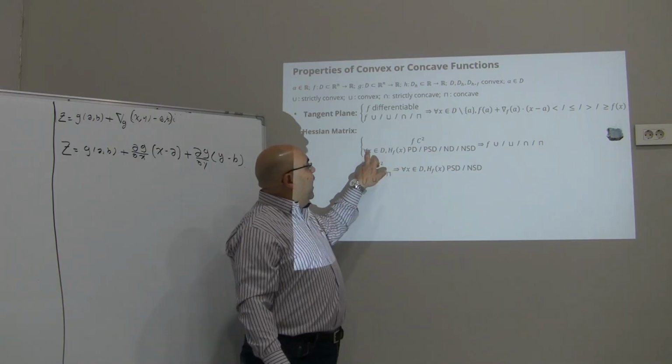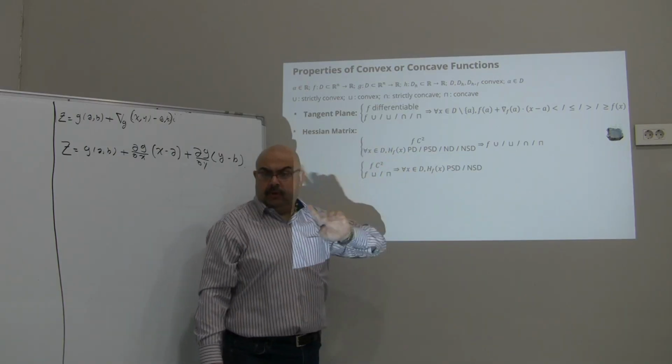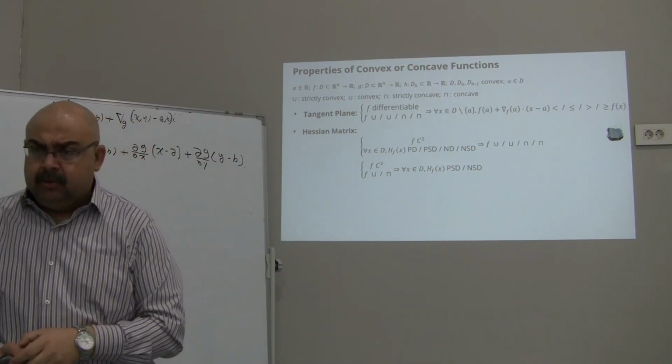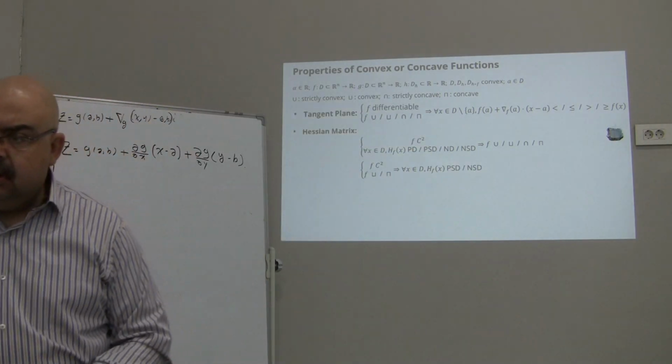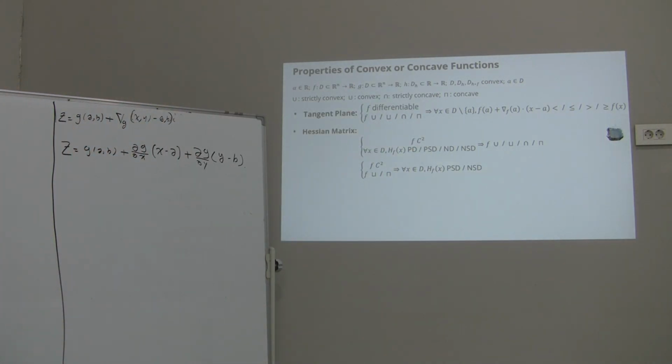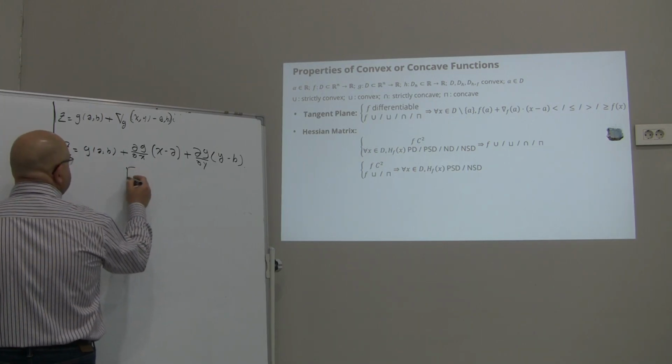Look, if I have the Hessian matrix, first of all, do you remember the Hessian matrix? What do we mean by the Hessian matrix? It is the second partial derivative. And it's very, very simple, this chart. It is very, very simple.